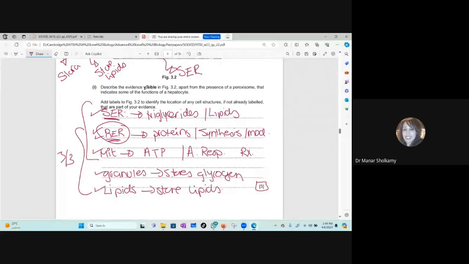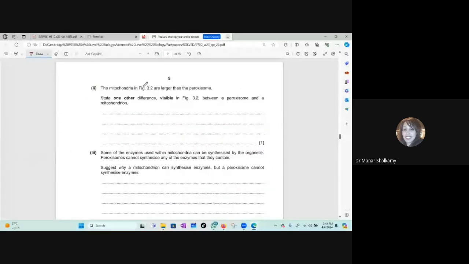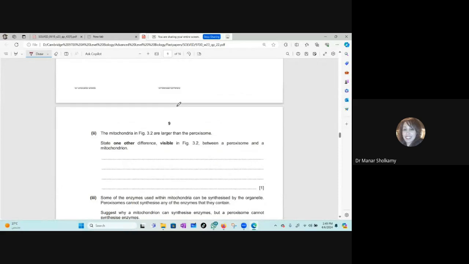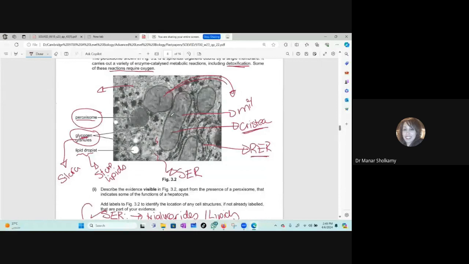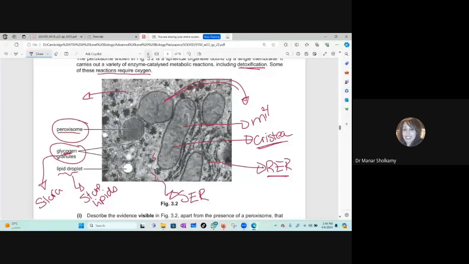Okay? The mitochondria in figure 3.2 are larger than the peroxisome. State one other difference visible in figure 3.2 between a peroxisome and a mitochondria. Noor, what do you see difference between a peroxisome and the mitochondria? The mitochondria has the folding. Christy. Yes, you are right. This can be a difference. It does have inner foldings called crista that increase the surface area for aerobic respiration.